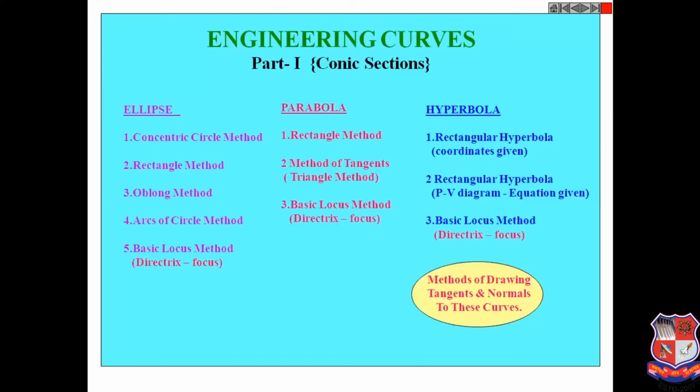In parabola, again we have to discuss the rectangle method, triangle method, and basic locus method. In the same way, in hyperbola, we are discussing the rectangular hyperbola by coordinates given method, then the rectangular hyperbola by BV diagram, and the third one is the basic locus method, also called the directrix focus method. So we are discussing each and every method one by one. First of all, we start with the ellipse.